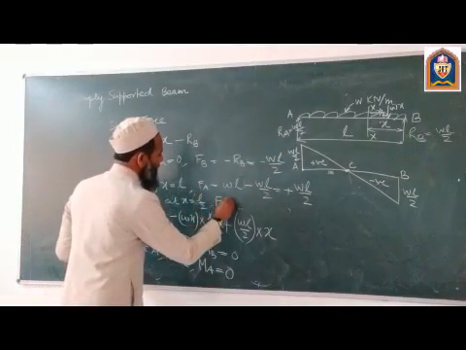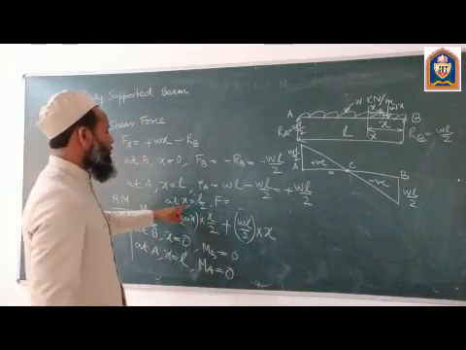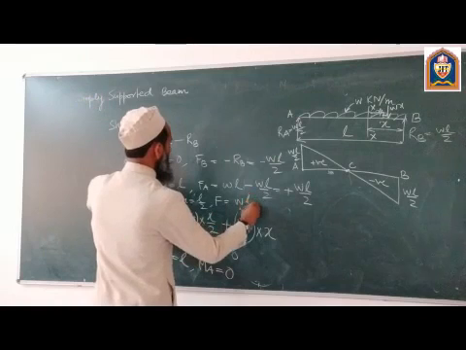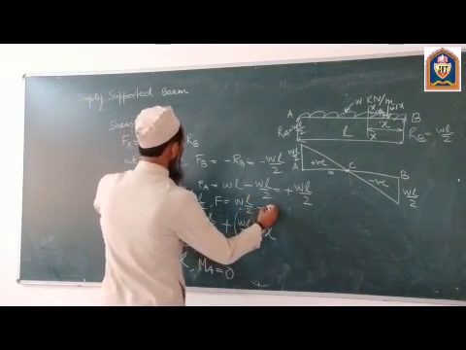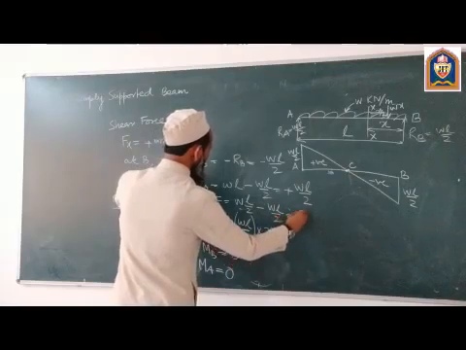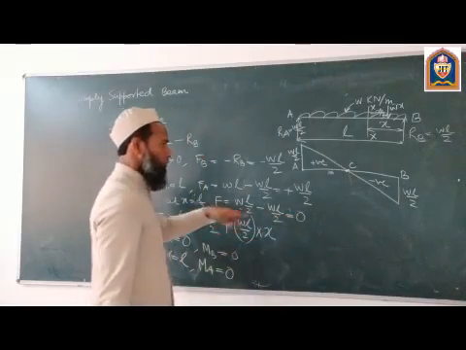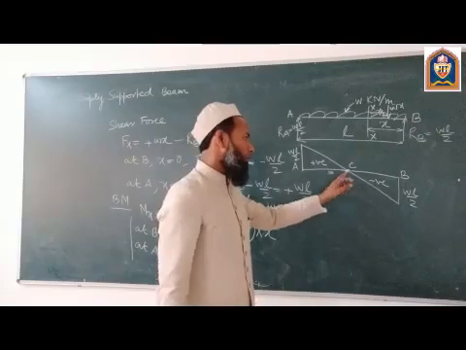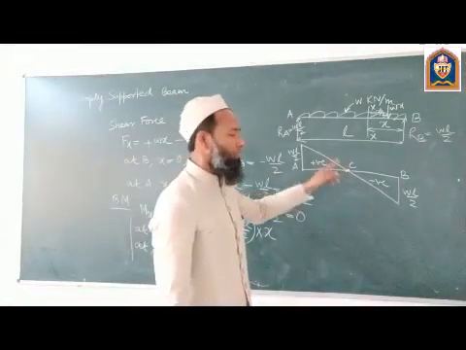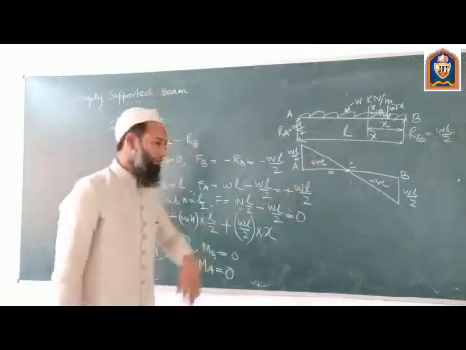So if we put x is equal to L by 2 in this equation, W multiplied by L by 2 minus RB is WL by 2. So this is coming out to be 0. So at x is equal to L by 2, shear force is coming out to be 0.